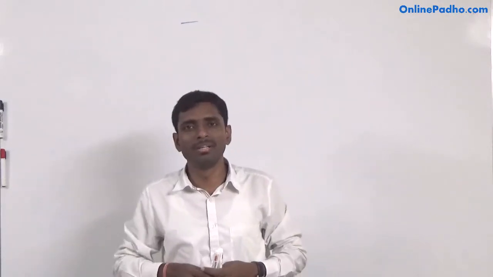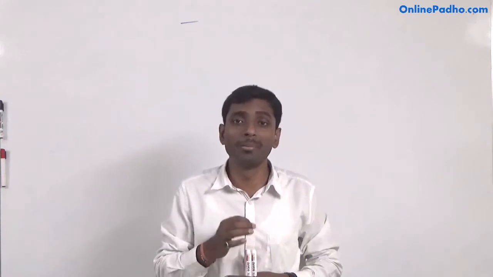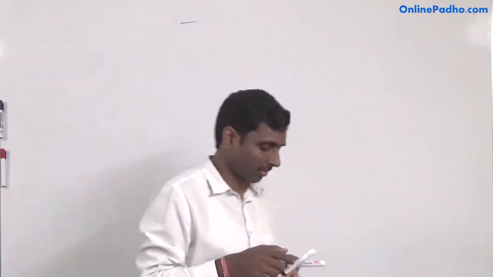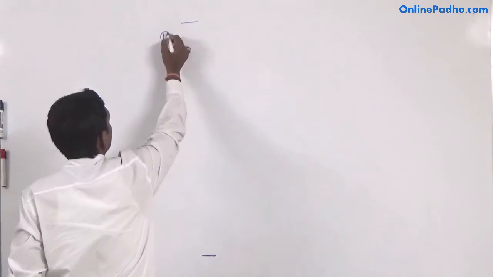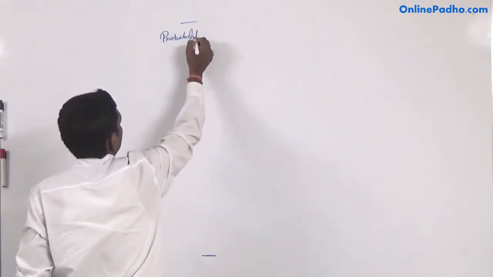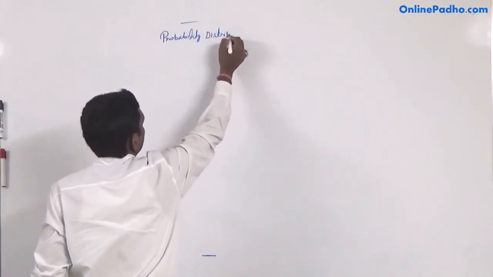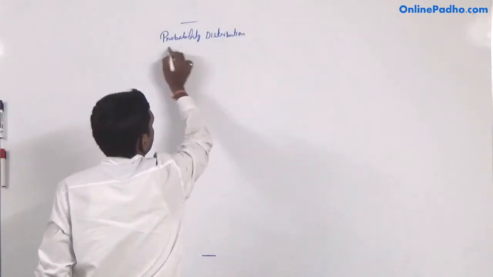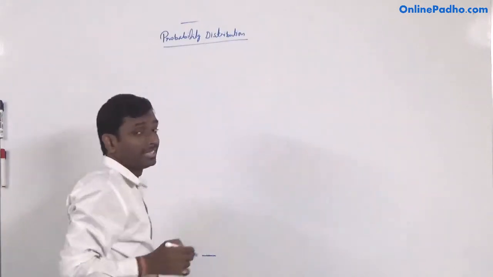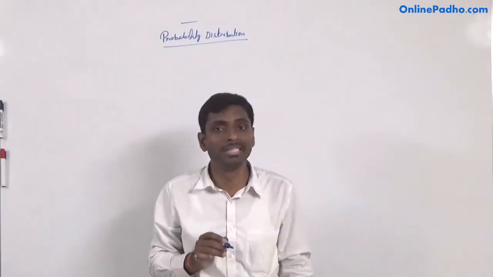In the last tutorial, we just completed the Bayes theorem. Now, in this tutorial, we are going to discuss probability distribution for class 12. It's clear from the name, distribution. We have to distribute the probability of an event. That is called the probability distribution.